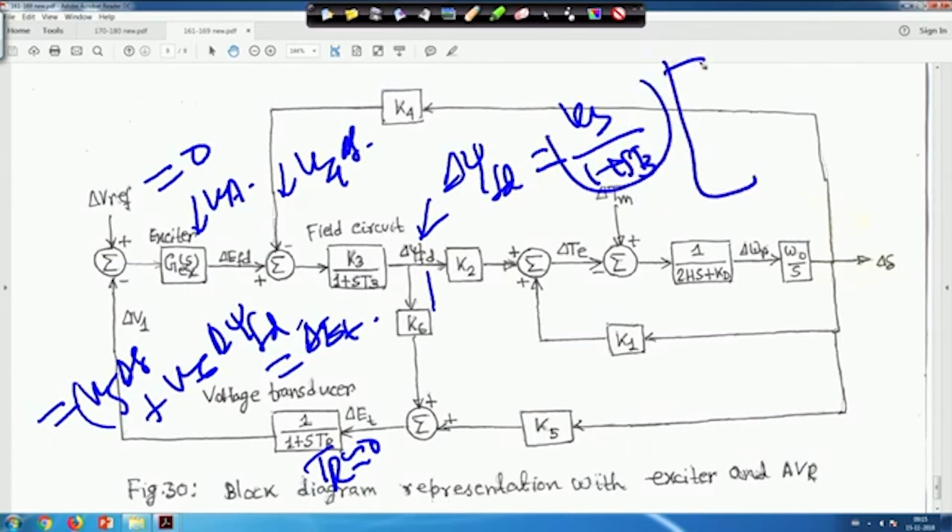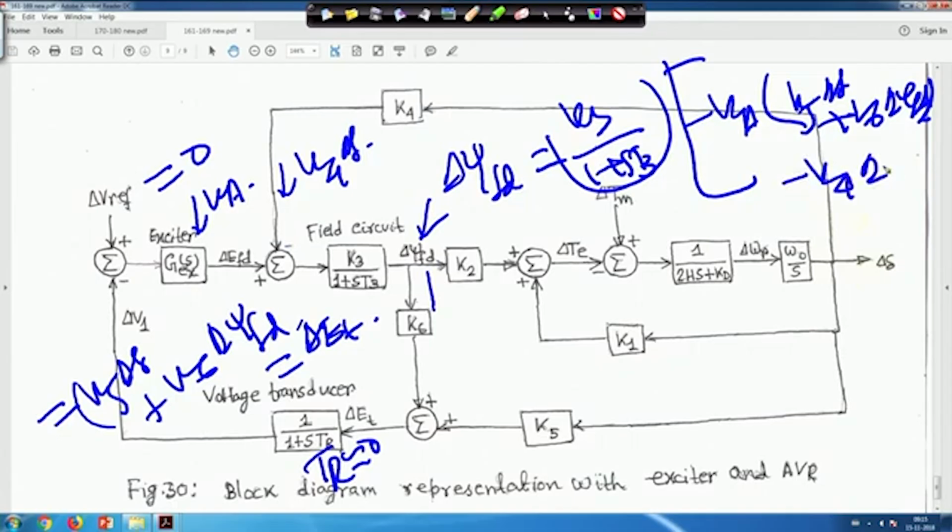In the bracket, it will come minus here, because this delta reference is 0. So here it will come minus k_a, then these two terms, that is k5 delta delta plus k6 delta psi_fd, because psi_fd is coming from here, then again the bracket closes, then again minus k4 delta delta, because it is coming here, k4 delta, then the bracket closes, equal to your delta psi_fd.